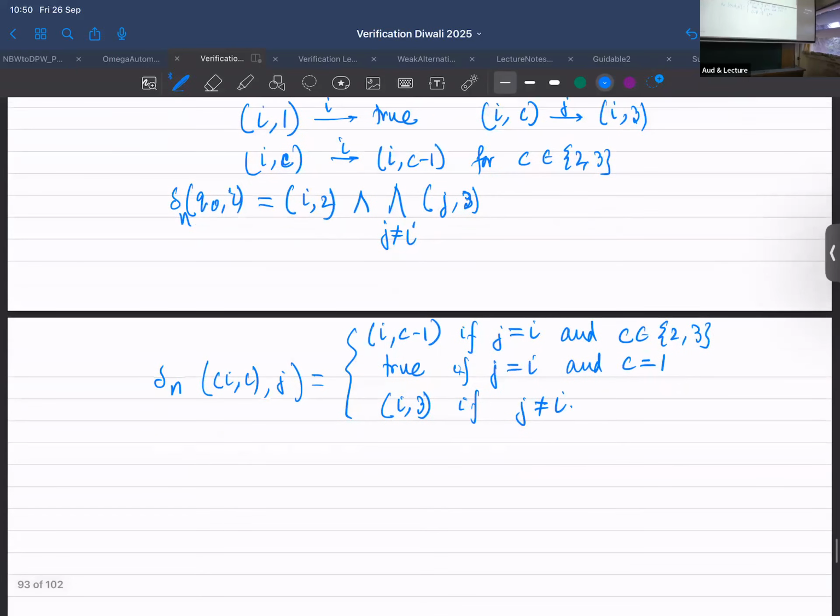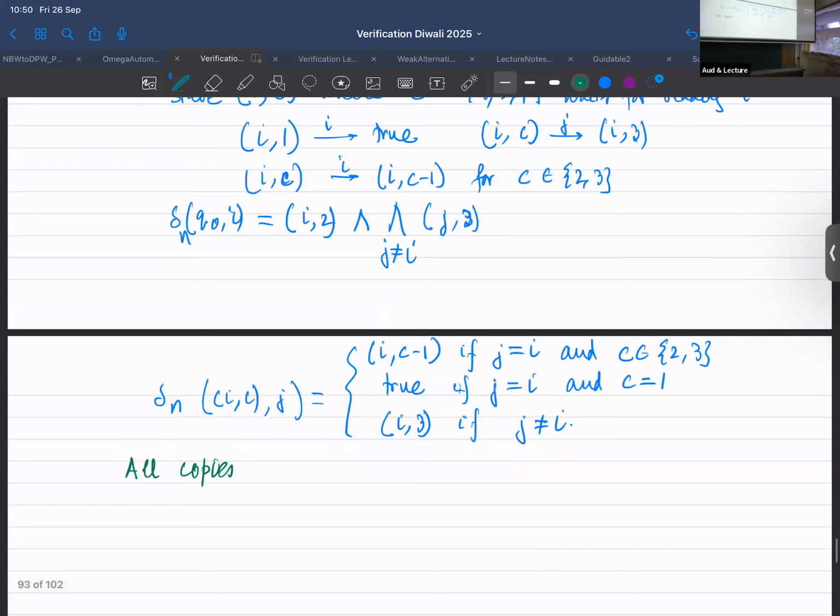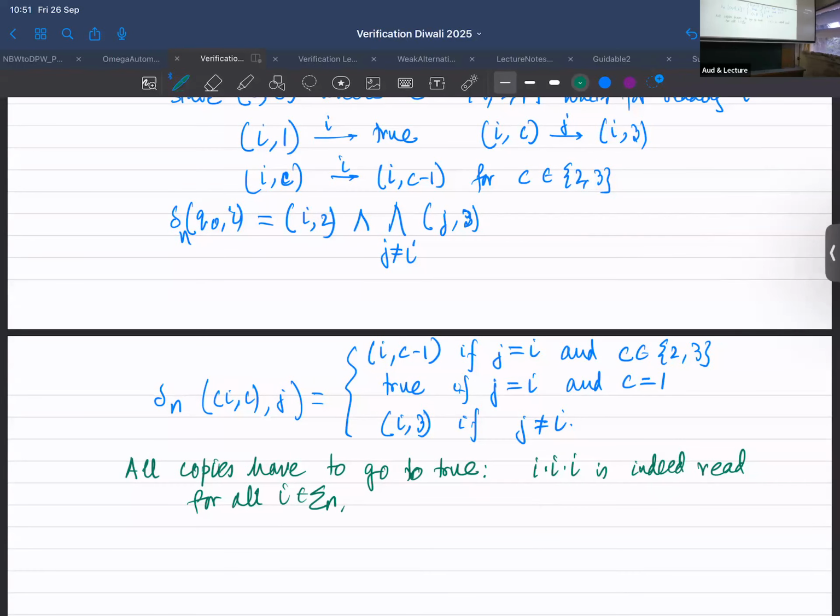Here, just as a remark, all copies, when I say all copies, I mean there are these 3n such branches, right? Each corresponds to a letter. So that's what I'm saying, a copy corresponds to a letter here. They have to go to true, which essentially guarantees that I dot I is indeed read for all I in Sigma. Is it clear for the online participants? The definition of the automaton which accepts this language.